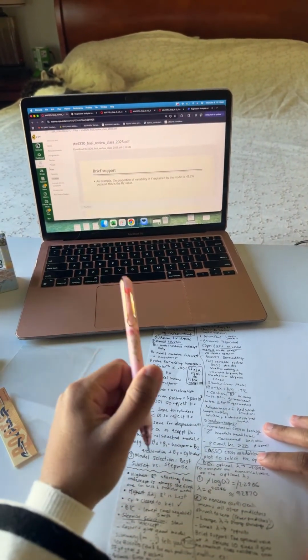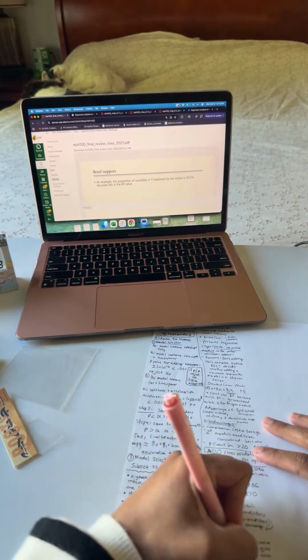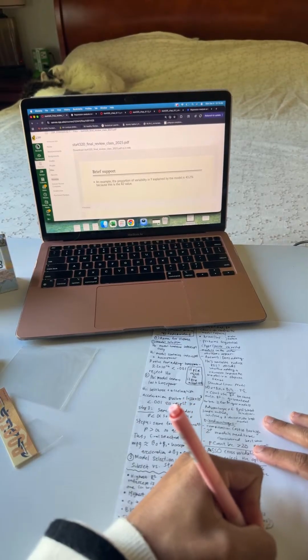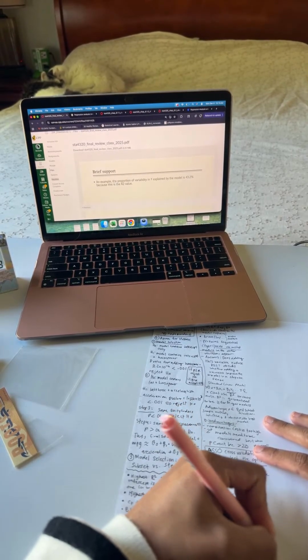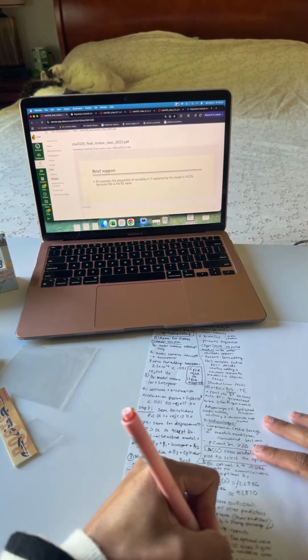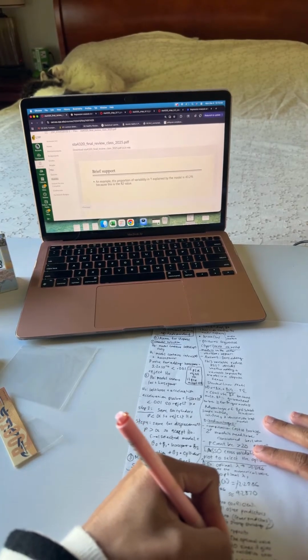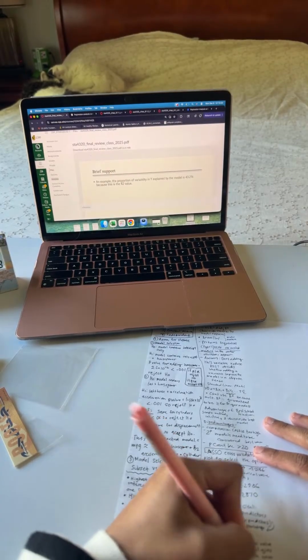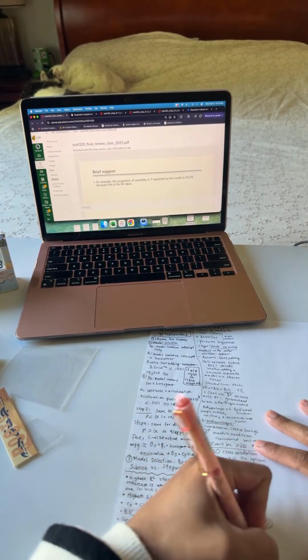So another example to write brief support is the proportion of variability in y explained by the model.